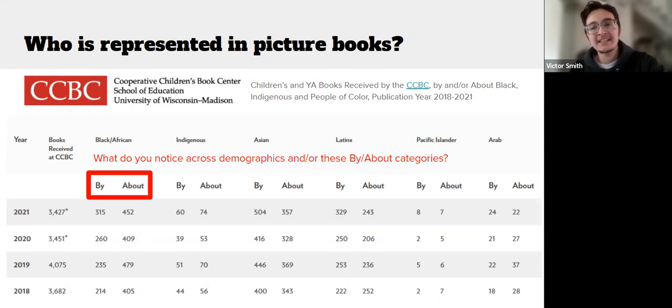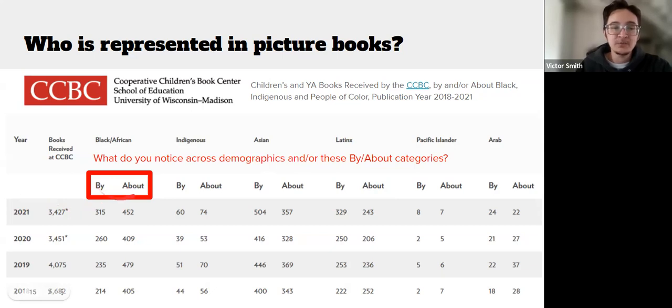So here are the statistics that Sarah Park Dahlen and David Huck used. They come from the Cooperative Children's Book Center, School of Education, at the University of Wisconsin-Madison. Every year they publish the number of books they receive and look at the demographics of those books. The data here comes from most recently 2021.